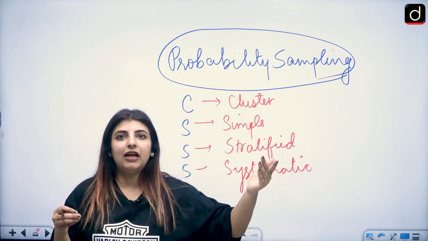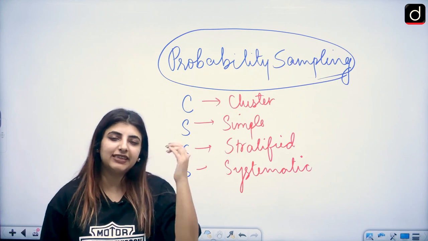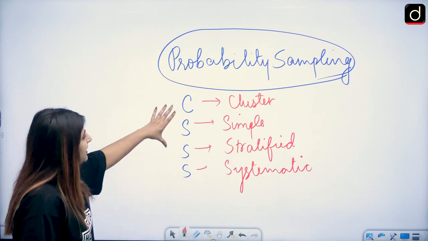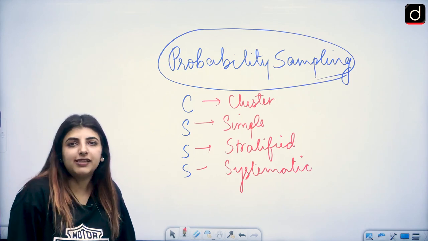With the help of the ICT. In ICT we have the full form CSS, cascading style sheets. Here, CSS is there, but one S is also there. Or you can simply memorize it like C-SSS.